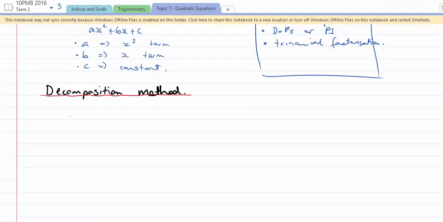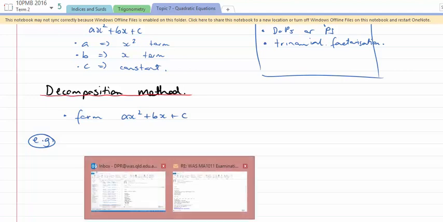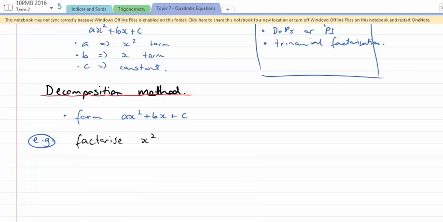Okay, so as we said before, to use the decomposition method, it needs to be in the form ax squared plus bx plus c. Now I'll go through an example, it's the easiest way to learn this method. So if we look at factorising x squared plus 5x plus 6. The first few things we notice is there's no common factors and it doesn't fit a difference of perfect squares or perfect square. So this 6 is not a square number.